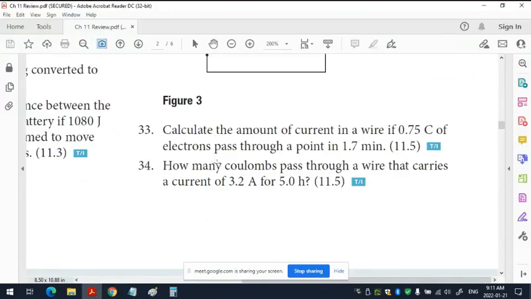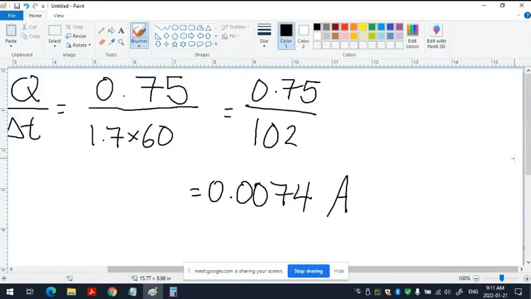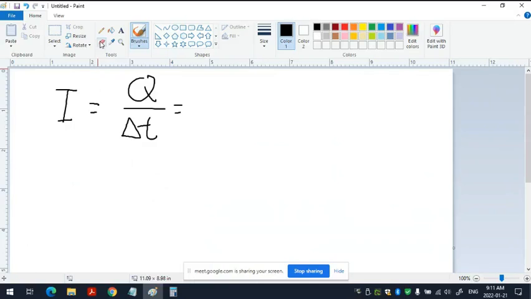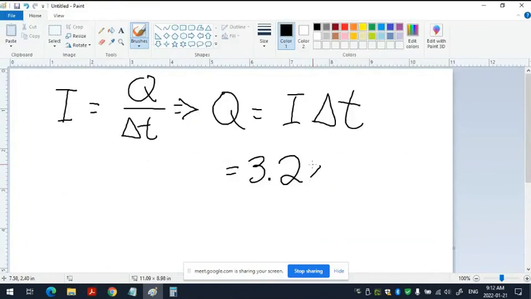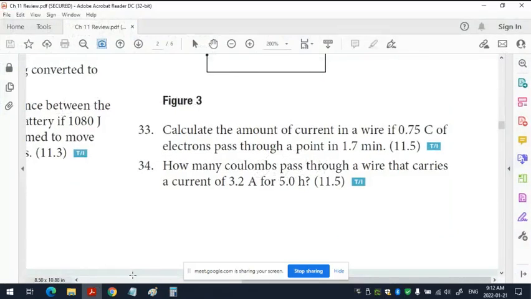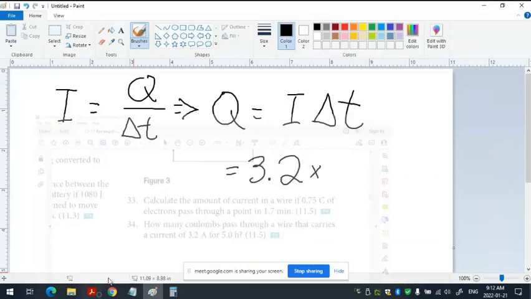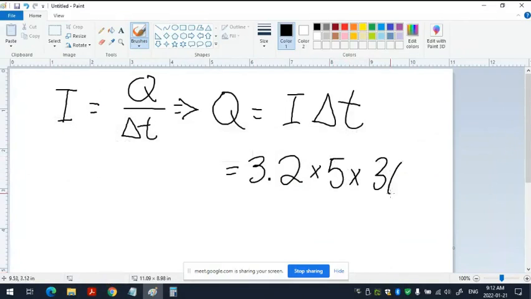How many coulombs pass through a wire that carries a current of 3.2 amps for 5 hours? Same equation? 100%. You just have to crisscross. So Q equals I delta t. What's the current? 3.2 amps. What's the time? 5 times 3,600. All right. In coulombs.